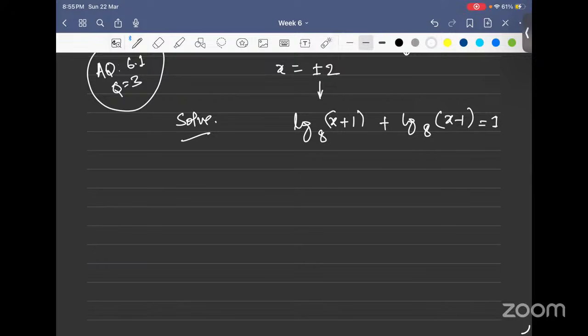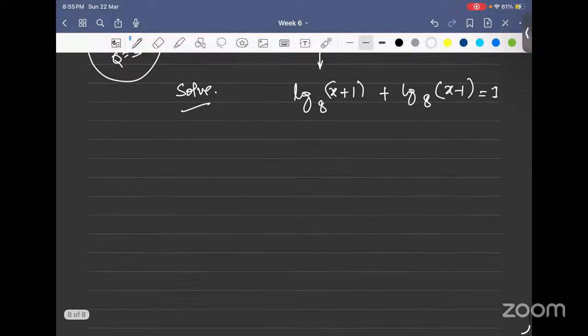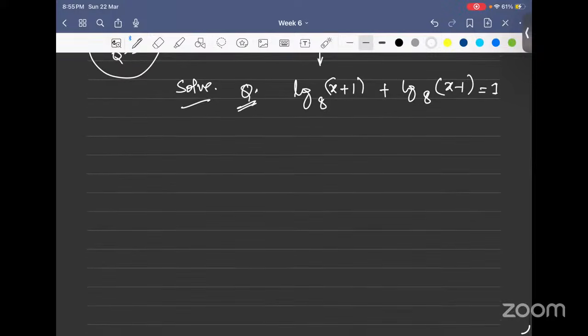What did you say? Can we solve it by the change of base rule? You can use it, but I have not taught the change of base rule yet. Without using that, can you solve it? Using log addition also. Sir, I'm getting x as plus minus 3, but minus 3 we cannot take, so x should be 3.